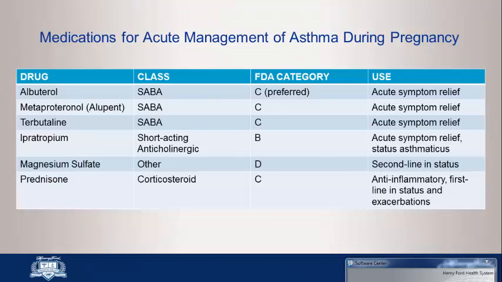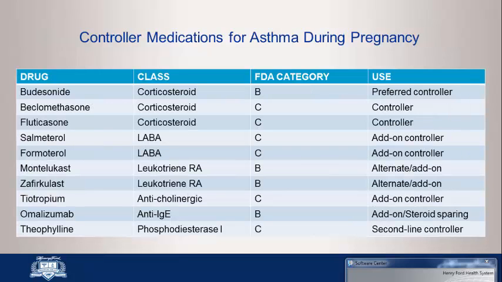Something I always forget and can't remember off the top of my head, I always go back and look at the FDA categories for medication for acute management and also control. As you can see, most of the drugs that we have to acutely manage asthma are either category B or C. The preferred one is albuterol, just like the rest of the population, and it's category C. If you look at the controllers, the inhaled corticosteroids, the preferred one is budesonide. Again, most of them are B or C. We don't have A. Still use them.